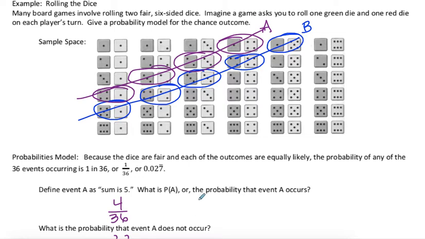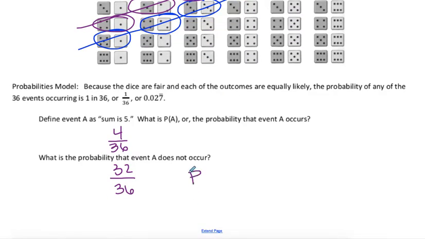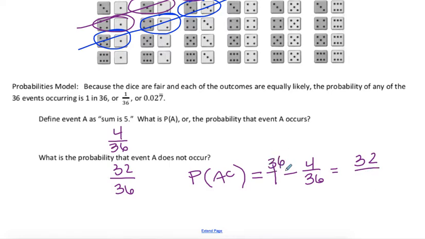If we looked at our example here, we could have said, what's the probability of not A? Well, that's 1 minus the probability of A occurring. When we simplify that, that's where we could also get that 32, subtracting and rewriting this as 36 over 36 to get our 32 out of 36 that we got here by counting up all the options that were not A.